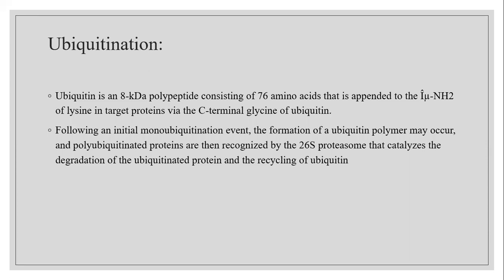The next type of covalent attachment is ubiquitination. Ubiquitin is an 8 kilodalton polypeptide consisting of 76 amino acids that is attached via its C-terminus to the N-terminus of a protein. After a monoubiquitination event, a ubiquitin polymer is formed. This ubiquitinated protein is recognized by the 26S proteasome, which leads to degradation of the ubiquitinated protein and recycling of ubiquitin for further post-translational modification of other proteins.